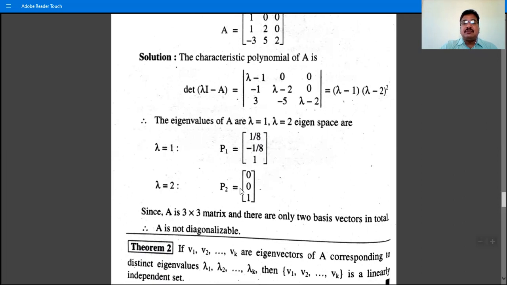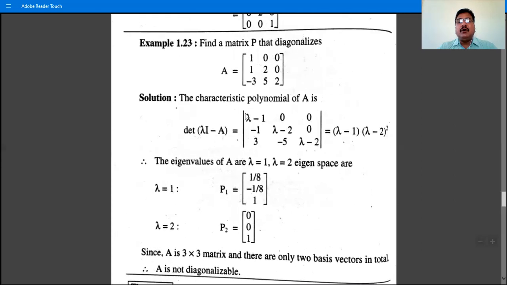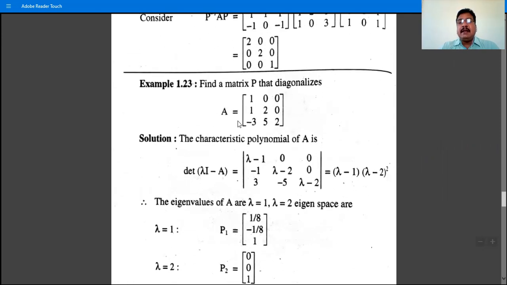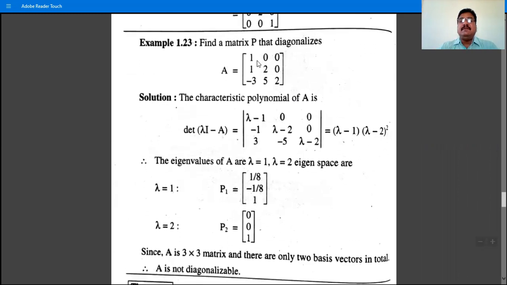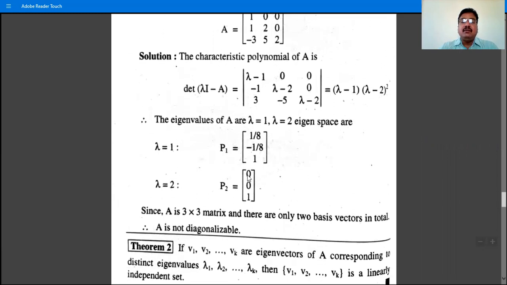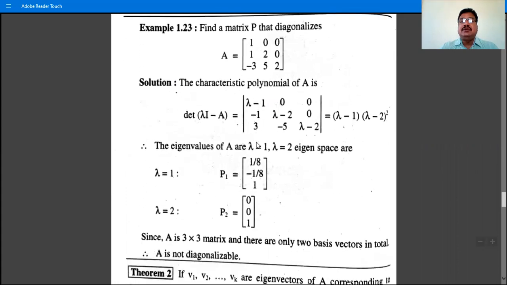And corresponding to lambda equal to 2, we have only one linearly independent eigenvector, 0, 0, 1. So in all, for this matrix, we have two linearly independent eigenvectors, and therefore A is not diagonalizable. A is of order 3, so A is diagonalizable if this matrix has 3 linearly independent eigenvectors. But for this example, A has only 2 linearly independent eigenvectors, and therefore A is not diagonalizable. So this is about the diagonalizable matrix.